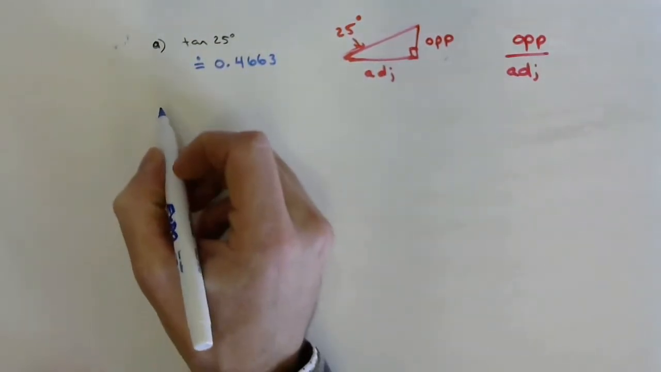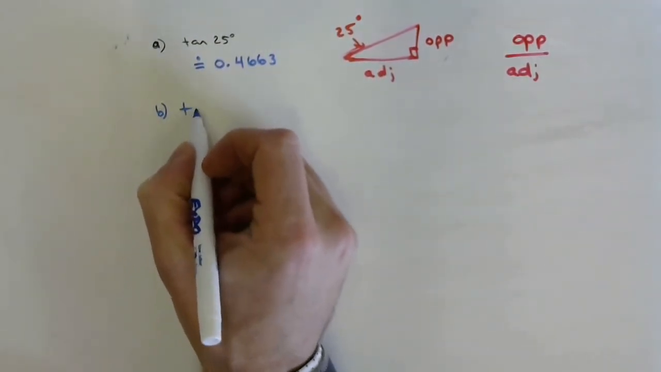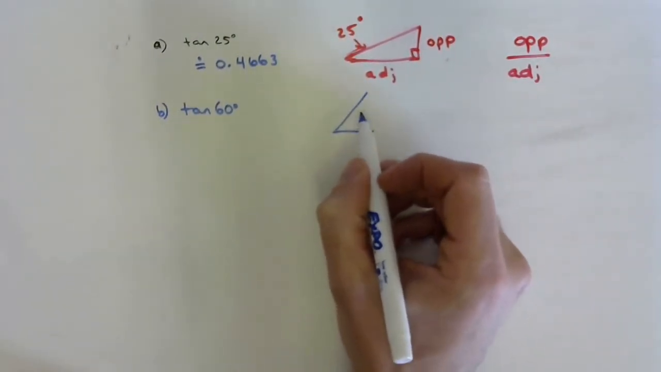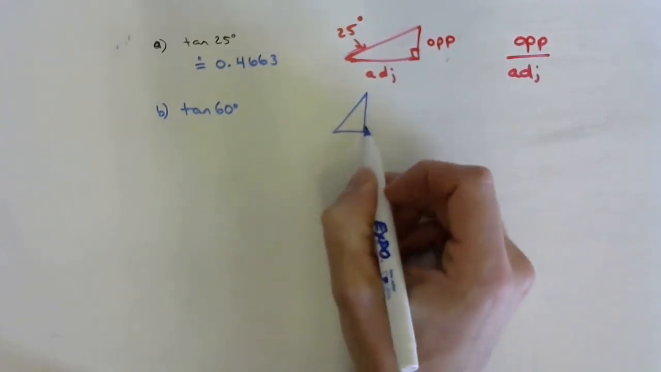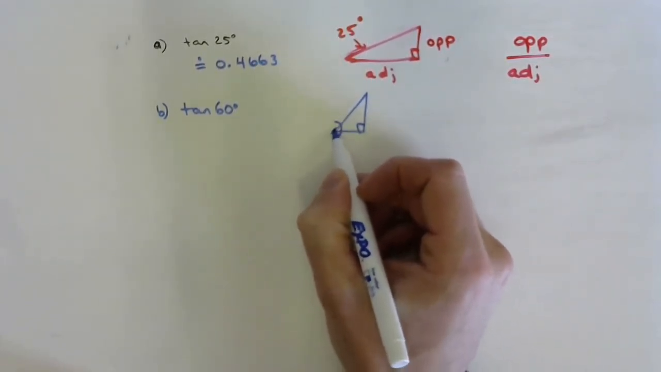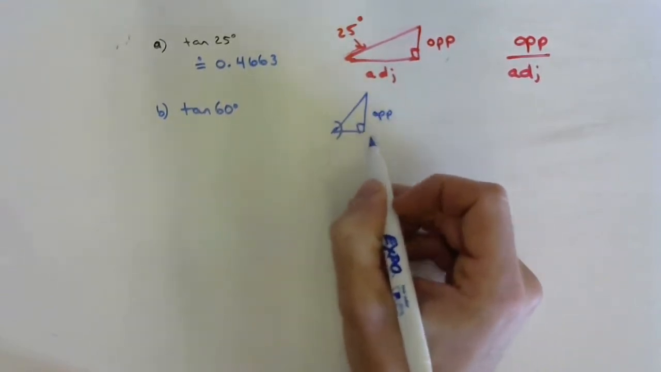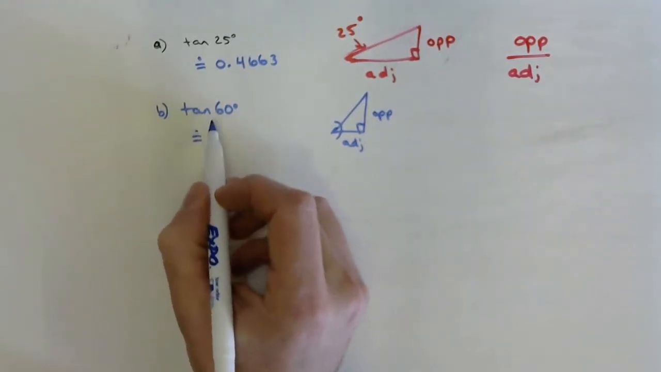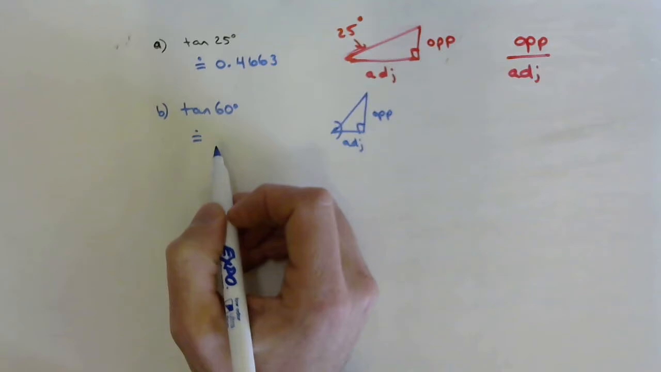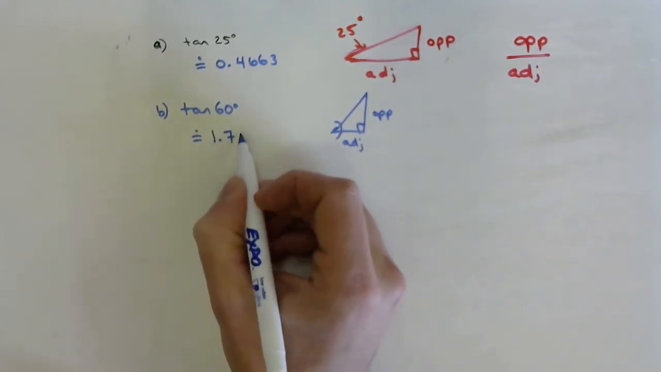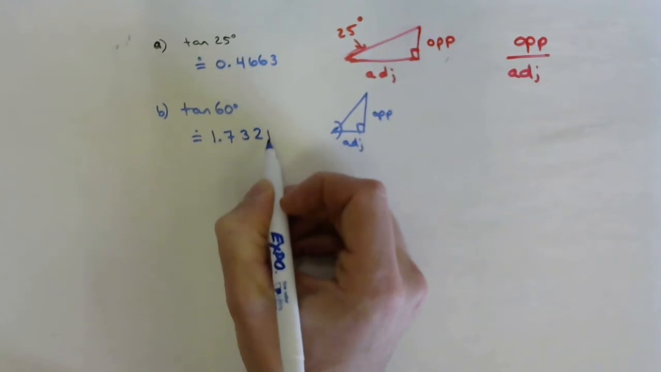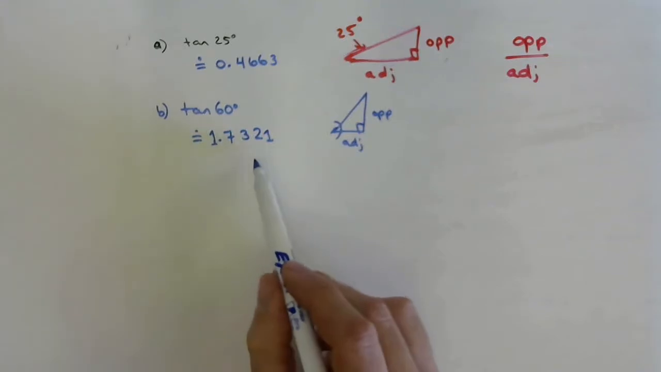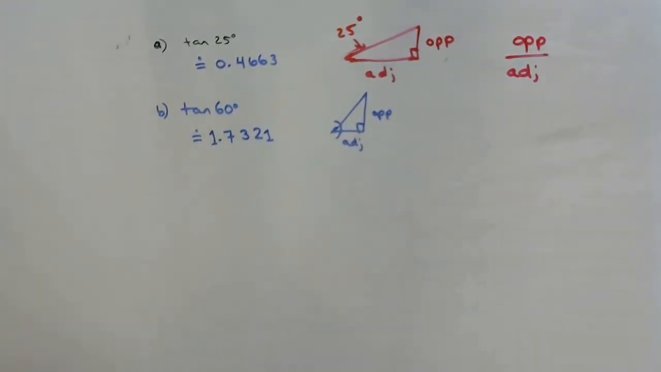0.4663. Okay, B, same thing, tangent of 60 degrees. So now you're looking at a triangle, and it's got a right angle, and you're looking from here, it's about 60 degrees, and you're finding the ratio of opposite over adjacent. All you have to do is put it in your calculator. Tan 60, enter. What do you get? 1.7320. Round to the nearest, in this case, 10,000th.